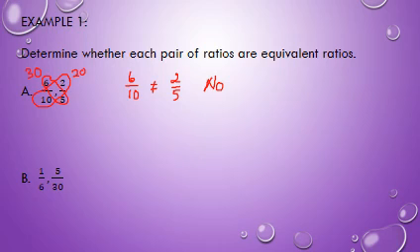Okay, let's look at the next one here. We've got 1/6, and we're comparing that to 5/30. So the first thing we need to do is cross multiply here. 6 times 5 would give us 30, and then multiply the other two. 1 times 30, that gives us 30. So since 30 equals 30, yes, these fractions are equivalent.